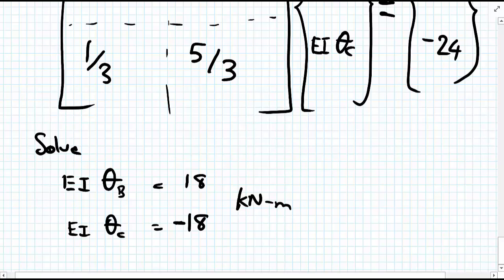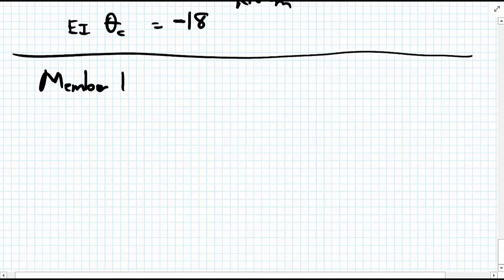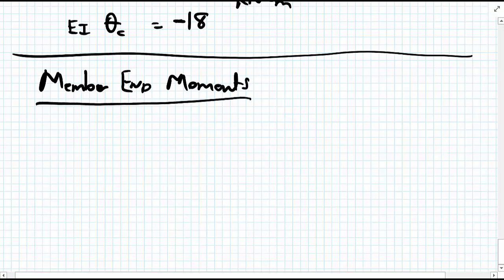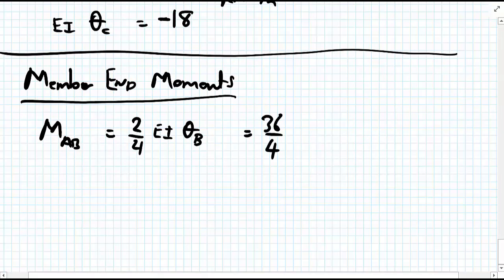Now that we have these values for EI theta B and EI theta C, we can substitute them back into our equations for the member end moments and get the real numerical values for the member end moments. So let's do that. Member end moments. And so this is just plug and chug substitutions, but let's go for the first one. So MAB is equal to 2 upon 4 EI theta B, which then, remembering that EI theta B was 18, we get 36 divided by 4, which equals 9 kilonewton meters.